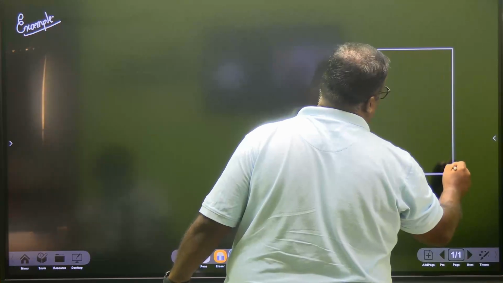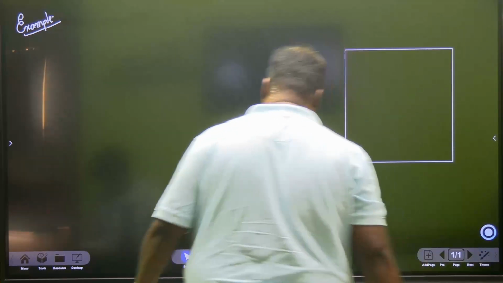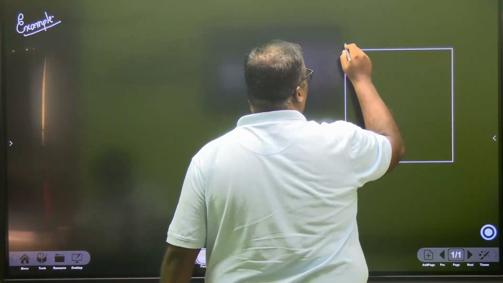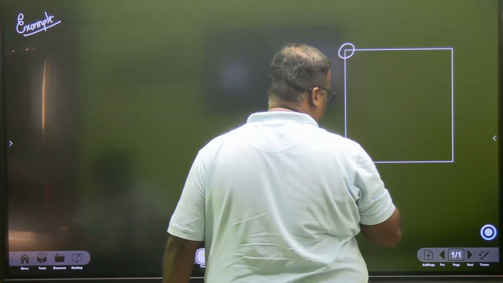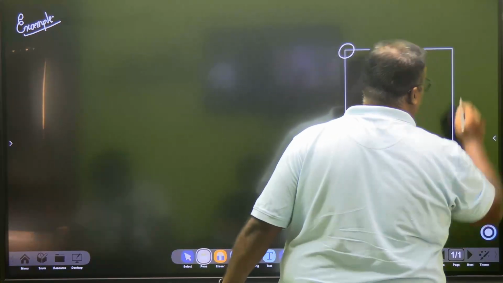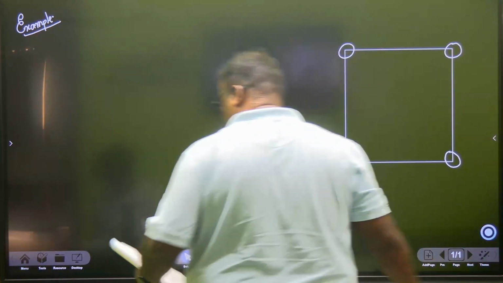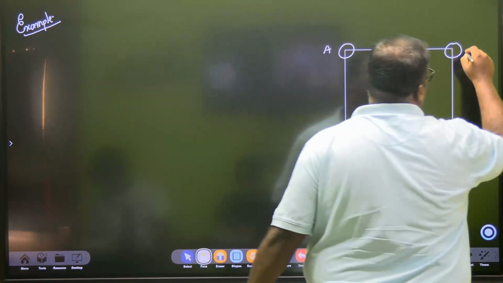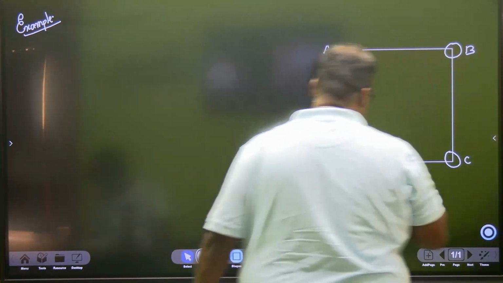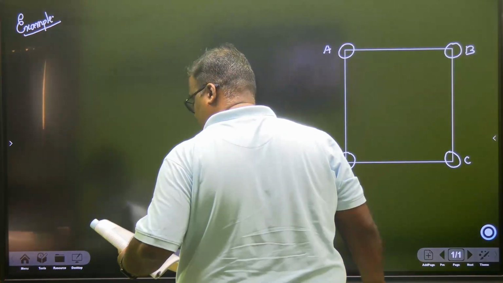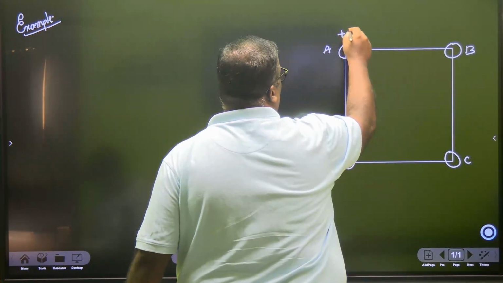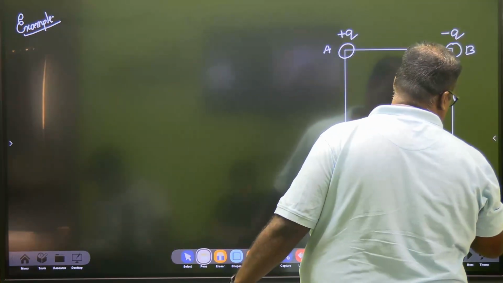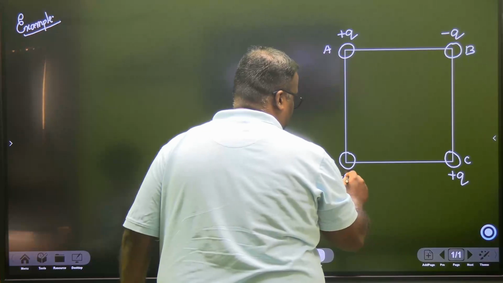It's a square. Our configuration is a square, all right? And we have got charges. We have a charge here, we have a charge here, we have a charge here, and we have a charge here. These points are designated as A, B, C, D. And the charges that will come are a plus Q here, a minus Q charge here, again a plus Q charge here, and a minus Q charge here, right?